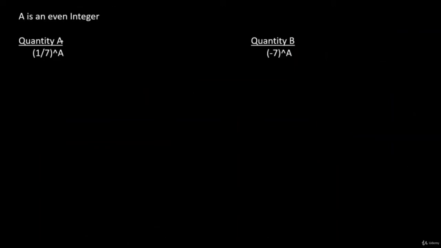Let's do this question. A is an even integer. Quantity A is 1 by 7 to the power A and quantity B is minus 7 to the power A. Pause the video, give it a try, and then let's do it together. Alright, we are back. I hope you have given it a try. Let's do it together. Now, we solve this by plugging in numbers.